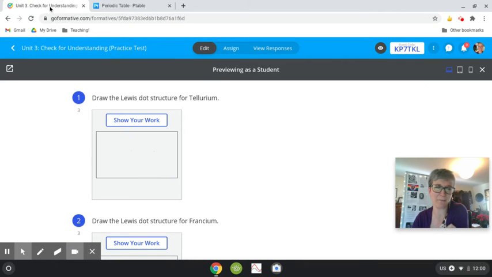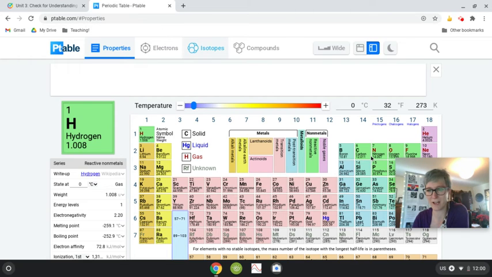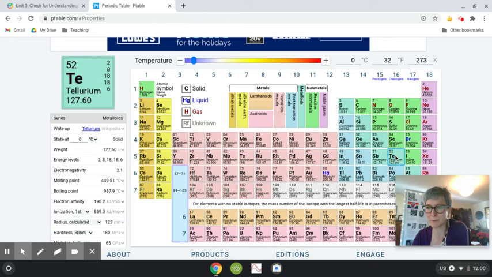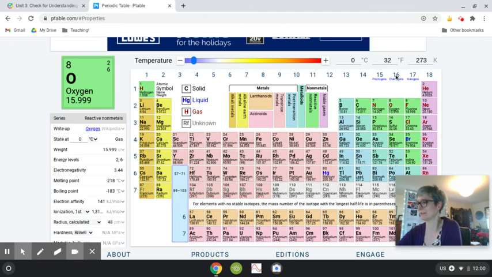So the first thing is to draw the Lewis structure for tellurium. First we have to find the element tellurium on the periodic table. We find tellurium right here. Tellurium is in group 16, or group 6 if you're looking at your printed periodic table, so you'll find 6A at the top. That tells us how many valence electrons it has, and how many dots it's going to need.